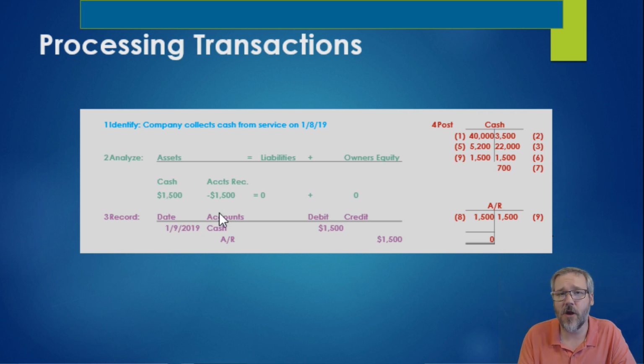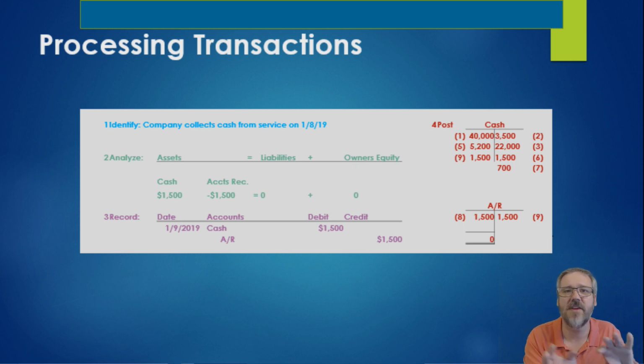Just like before, I'm exchanging an asset for an asset. This accounts receivable represents the $1,500 that this person owes me. When this person brings me $1,500 in cash, well, they no longer owe me $1,500, right? This $1,500 asset in accounts receivable is going to convert to an asset of cash of $1,500.